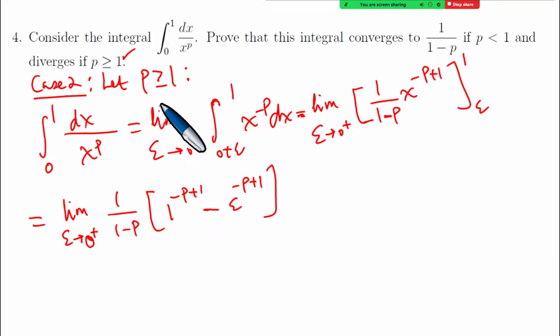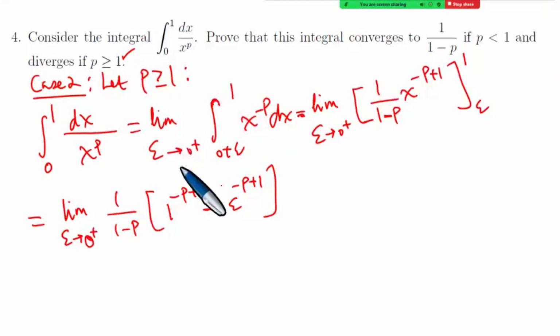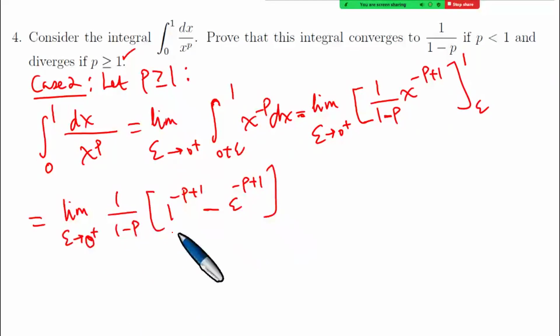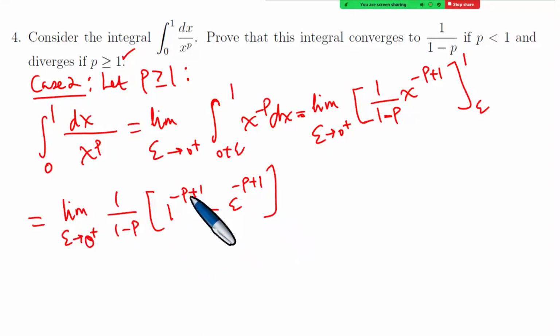Whenever p is bigger or equal to 1, this one, either way, whenever p is 1, it's going to be 1 to the minus 1 plus 1, 1 to the 0. Whenever p is bigger than 1, say p is 2, minus 2 plus 1 is going to be 1 to the minus 1, giving us a 1.